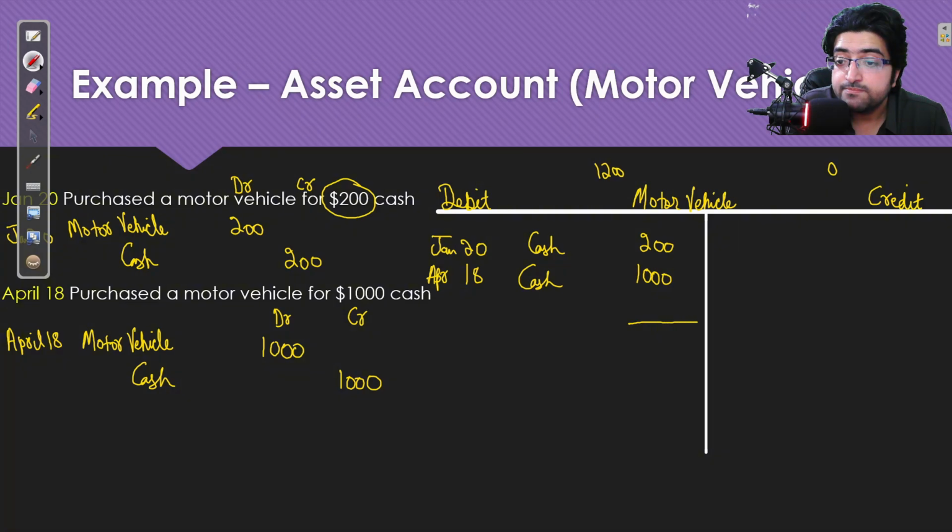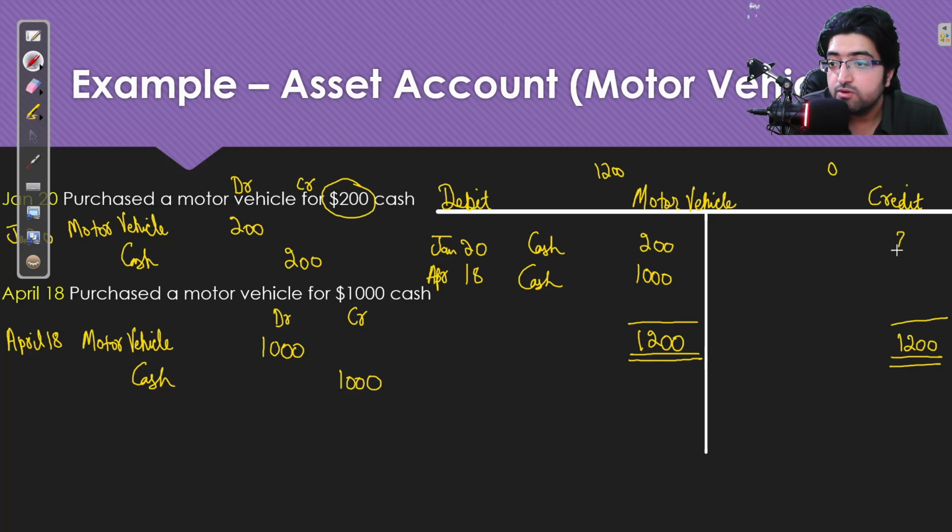So see, the total of the heavier side will come under both. So I will write 1200 here and then also 1200 on the credit side, right? This side is fine. I need a missing figure on this side, which will obviously be 1200 in this case because there's nothing else on the credit side. So 1200 is my balance carried down.